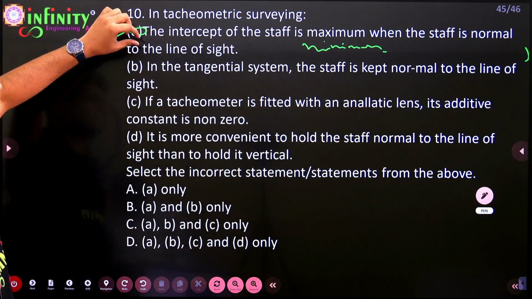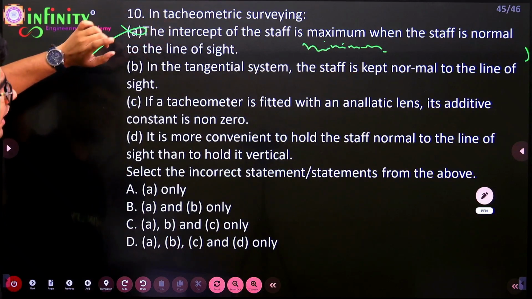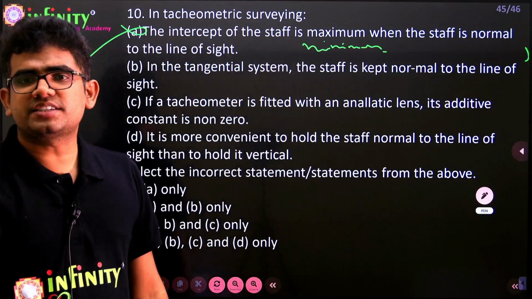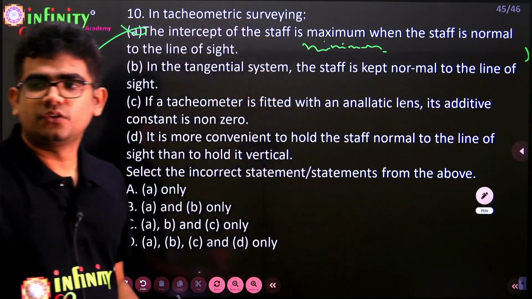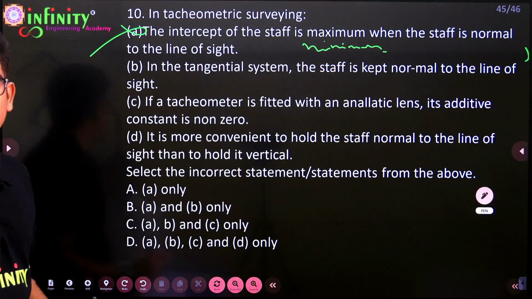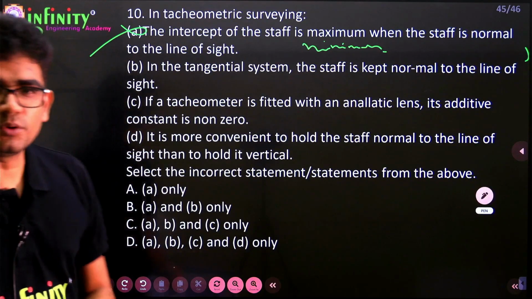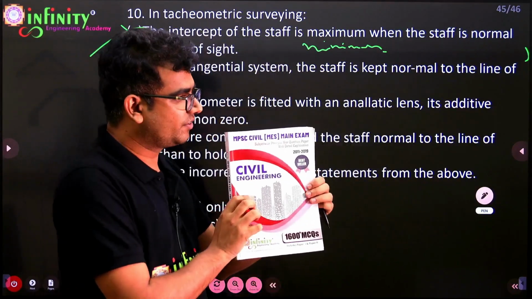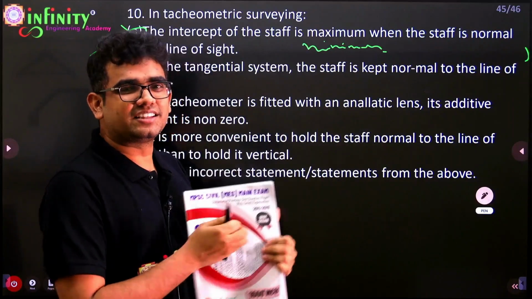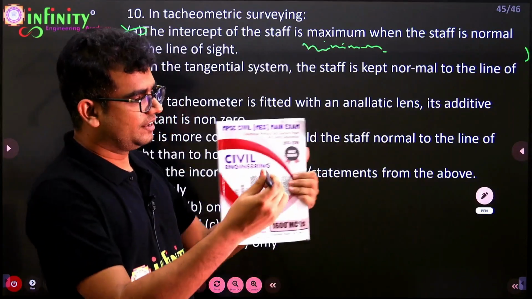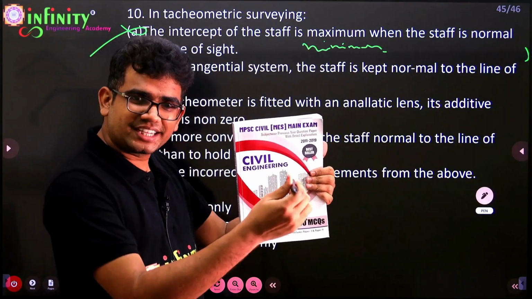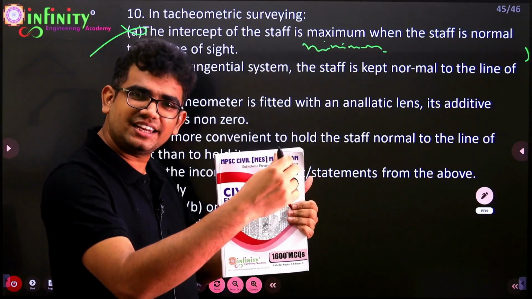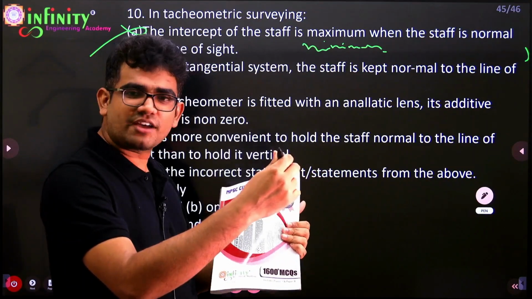Next one, in the tangential system, the staff is kept normal to the line of sight. No. In the tangential system, what we do is, we keep the staff vertical. That means, suppose if this is the staff, and if your line of sight is like this, then we hold the staff vertically like this. Even if the line of sight is inclined, we hold the staff vertically like this only. We will not hold the staff normally like this.